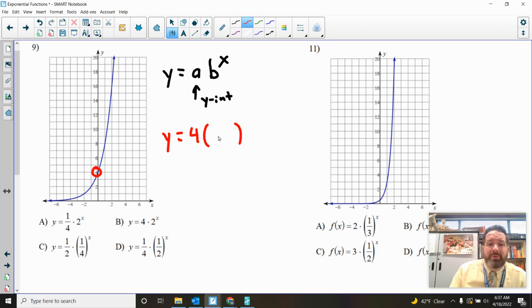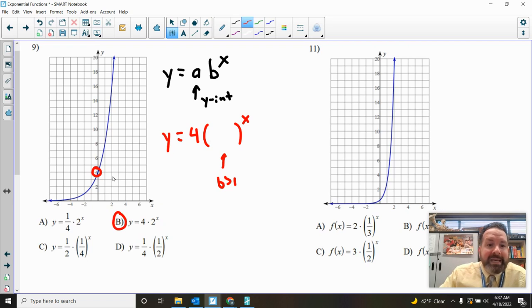I also know that because this is a growth graph, this number is going to be bigger than 1. So let's take a look here. Well, right away, we know what the answer's got to be, right? This is the only one that has a 4 as that front multiplier. But let's not just stop there. I want to make sure we know where this number is coming from.